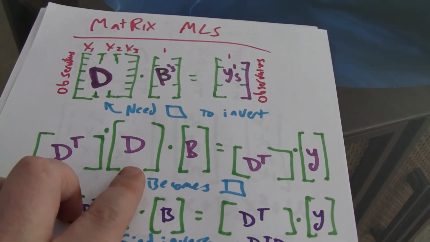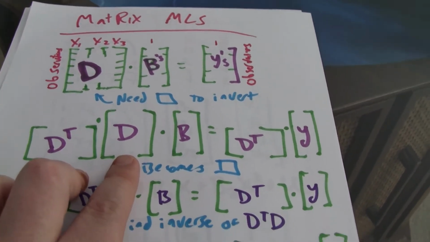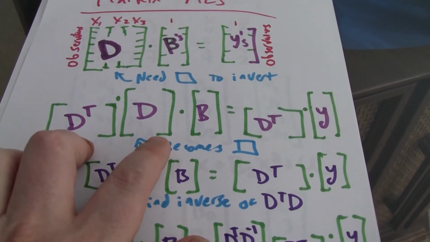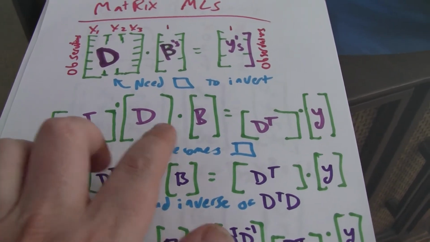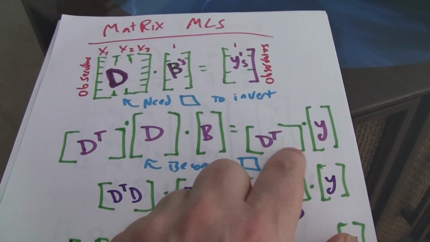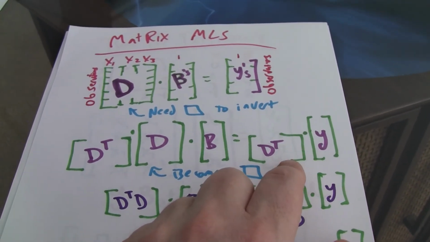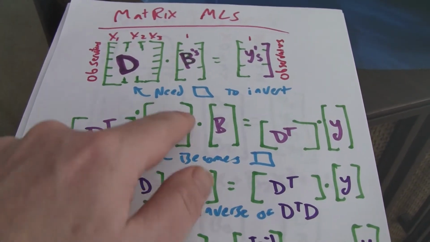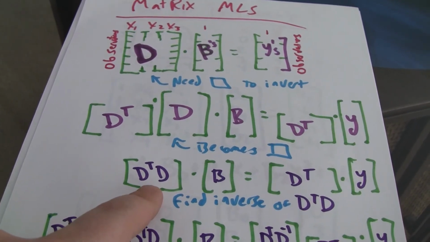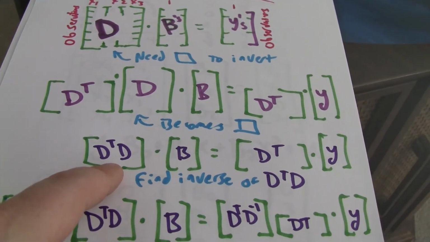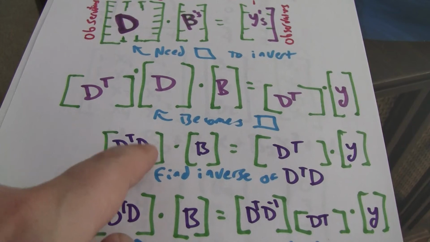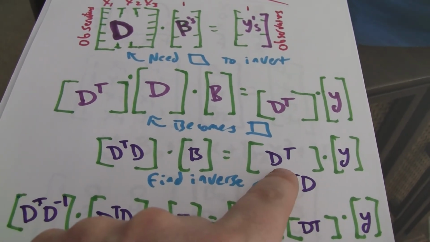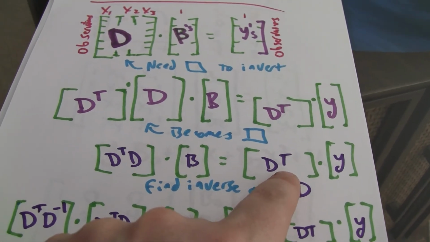Now, what we do to make it square is multiply it by its transpose, and if we do that, then we also have to do it to the other side. So then we also have to multiply y by data transpose. And that makes this square. So now we've got a square matrix. I'm calling data transpose times data times our variable vector equals our data transpose matrix times our y vector.